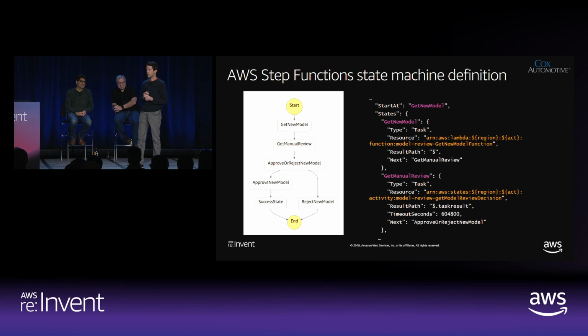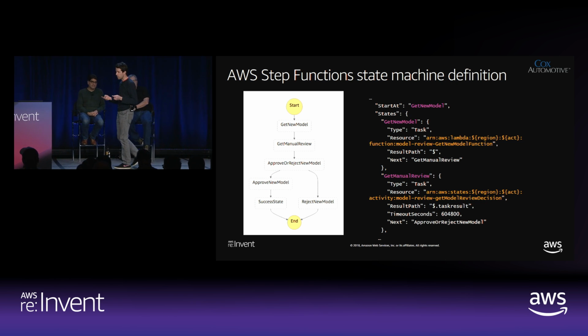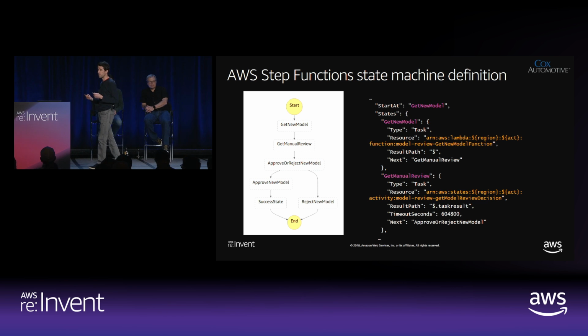So there's other parameters that you can configure in the state, but we've set our timeout to be a week, so we expect our decision scientists to reply to the email in, or click a link in the email within a week.